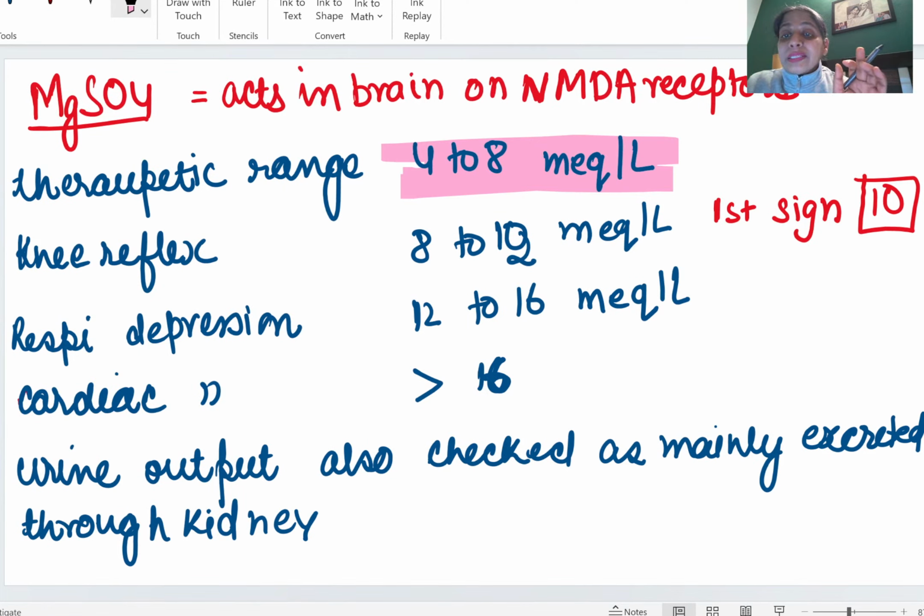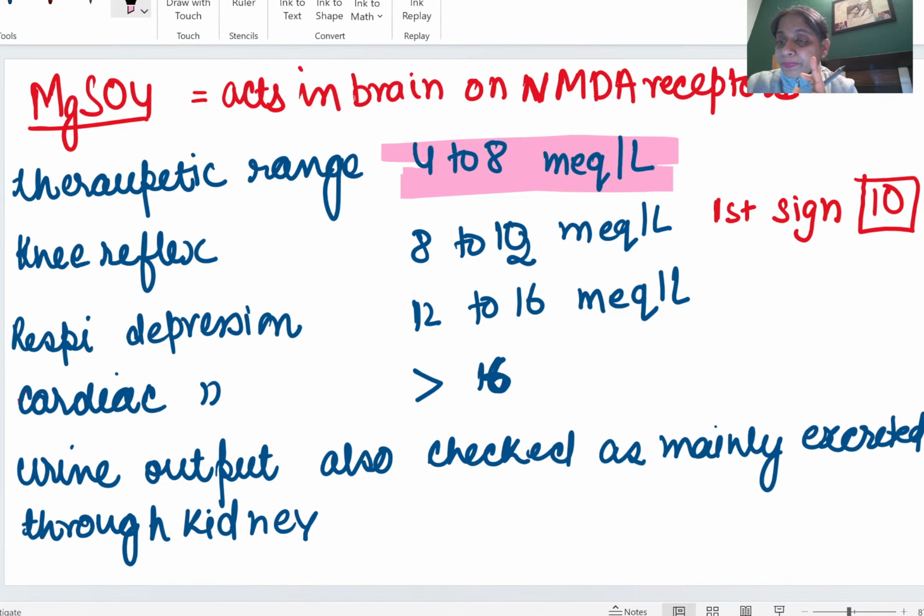Knee reflexes are gone because mag sulfate toxicity happens very quickly. Mag sulfate, what is the therapeutic range? 4 to 8. Most of you are doing it wrong in the quiz. Mag sulfate is only therapeutic at this range, students. I'm surely telling you this slide will cost you one question.